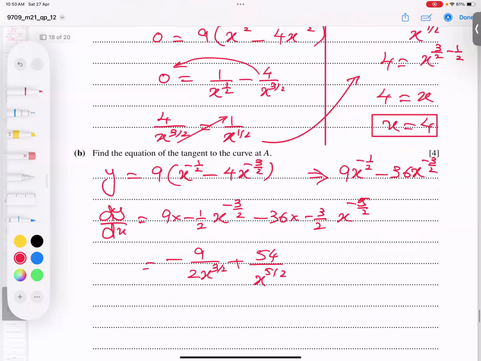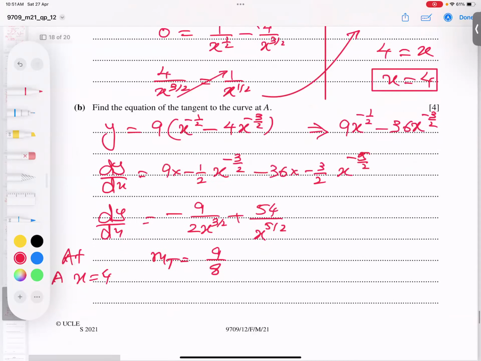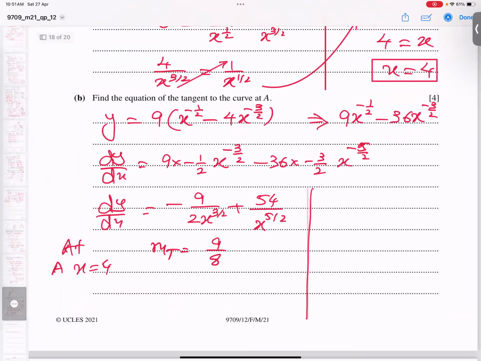Okay, now I plug in the derivative, done. Now I plug in x equals 4, which gives me the gradient of the tangent. When I plug in 4 here, let me check in the calculator. Hold on. Yeah, it is giving us 9 over 8. Be careful while putting it in.